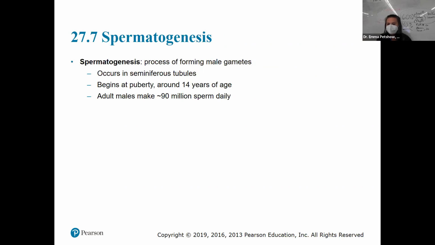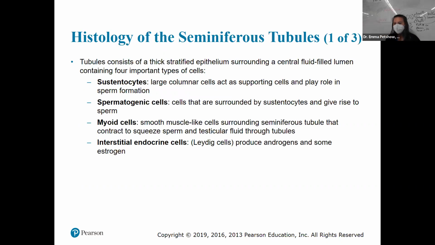All right, and then before we break, I want to just go through a little bit about spermatogenesis. We talked about where sperm are formed, but I do want to spend a minute on talking about some of the processes of formation of sperm. So spermatogenesis is our process of forming our male gametes. Like I mentioned, it occurs in seminiferous tubules. It starts around puberty. So what do the seminiferous tubules look like from a histologic sense?